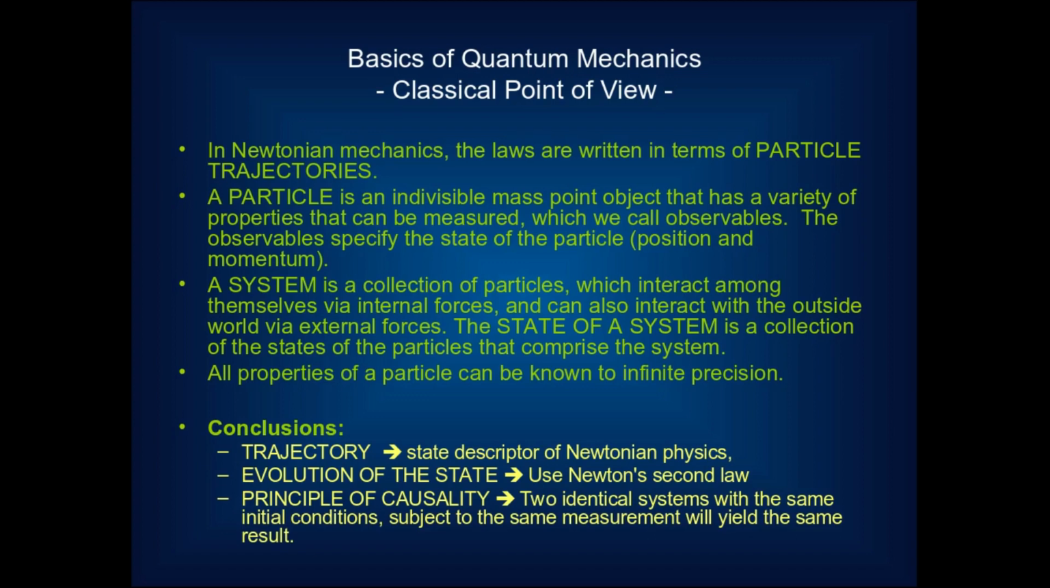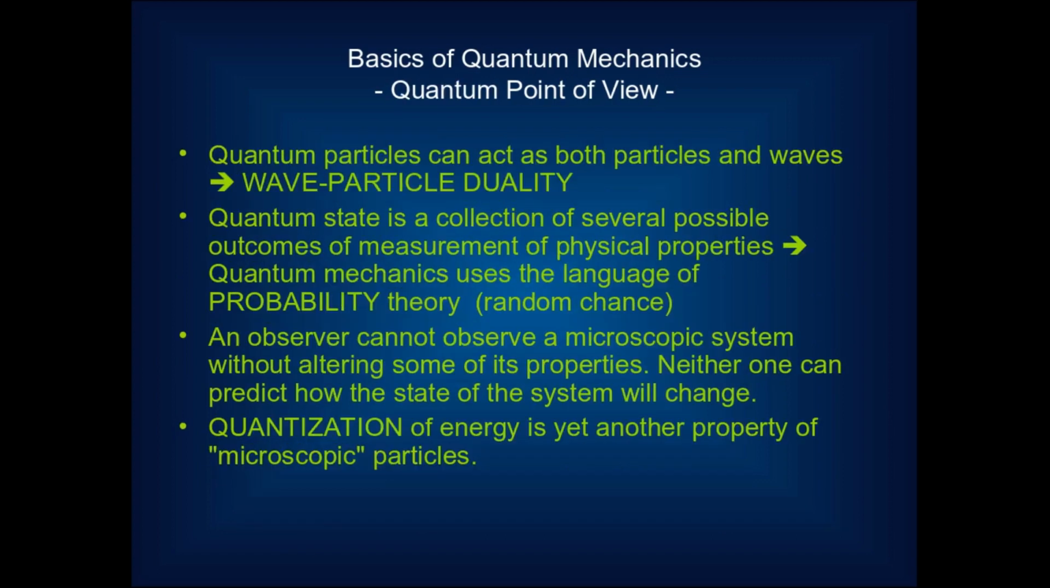Whereas a system is a collection of particles which interact among themselves via internal forces and can also interact with the outside world via external forces. The state of a system is a collection of the states of the particles that comprise the system. All properties of a particle can be known to infinite precision in the classical point of view. A quantum particle can act both as a particle as well as a wave. Hence comes the particle-wave duality.